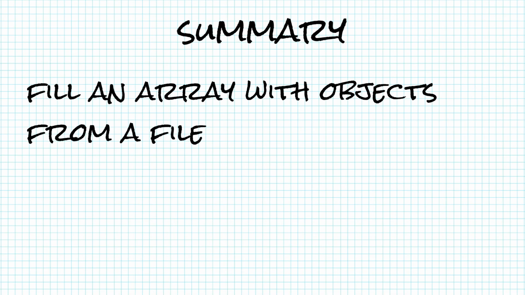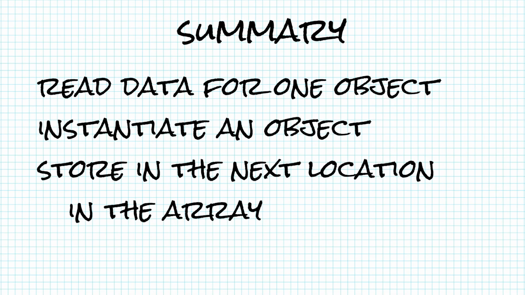In this video, we looked at how to fill an array of objects from a file. Put simply, you read the data from the file that corresponds to one object, so one record of data, and then use it to instantiate an object and store it in the next location in the array.